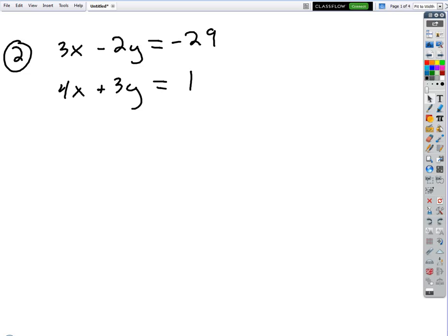Okay, we're going to use elimination, linear combination, whatever you want to call it, same thing. This is where we have to think a little bit before you just jump ahead. What's our strategy for elimination? It really pays off to think ahead and think what you're trying to do so you can pick the easiest way to get there. What's our goal with elimination?